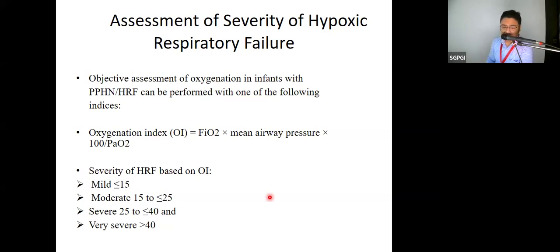So for severity, normal is less than 15. Mild hypoxic respiratory failure is when the OI is less than 15, moderate is 15 to 25, severe is 25 to 40, and very severe is more than 40. Somewhere around moderate, you need the institution of inhaled nitric oxide, and very severe, an oxygenation index of more than 40, qualifies for initiation of ECMO.